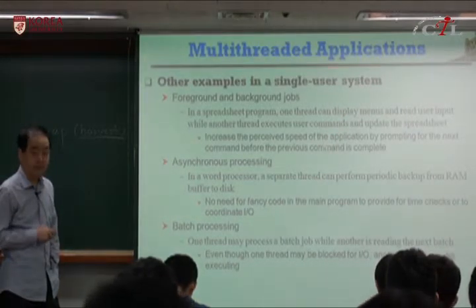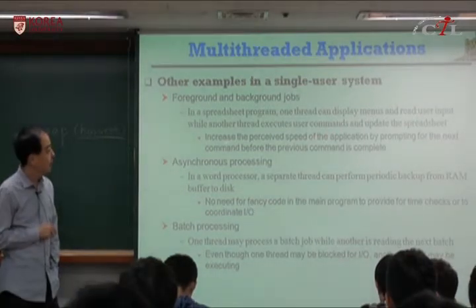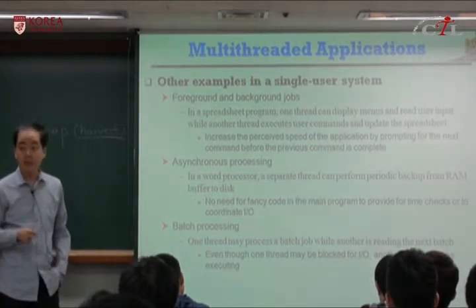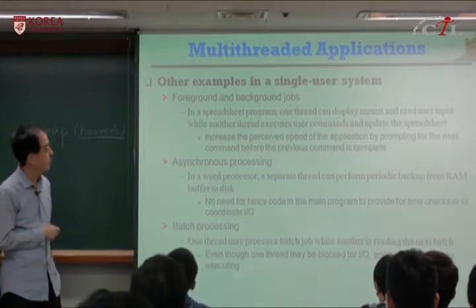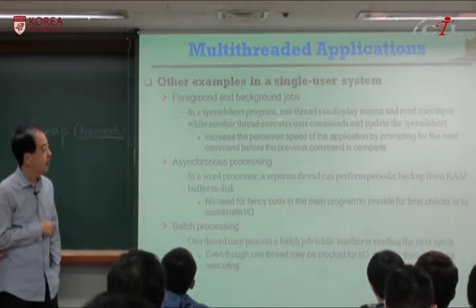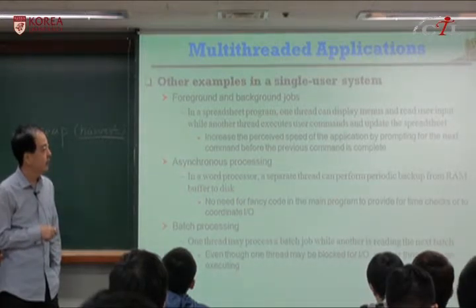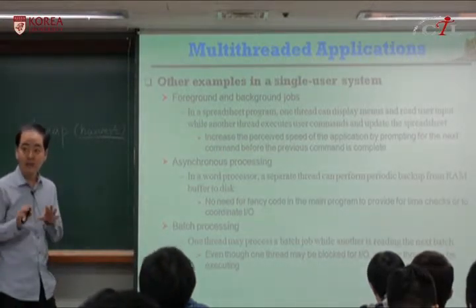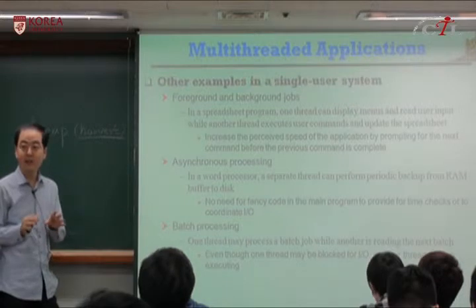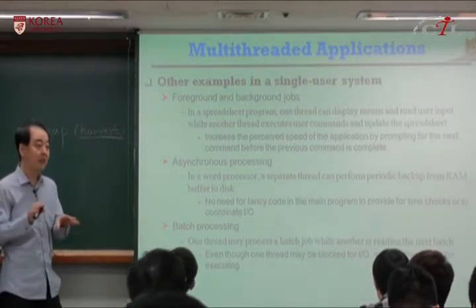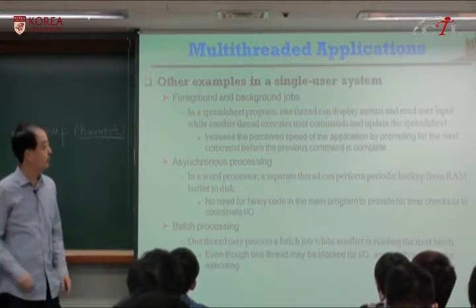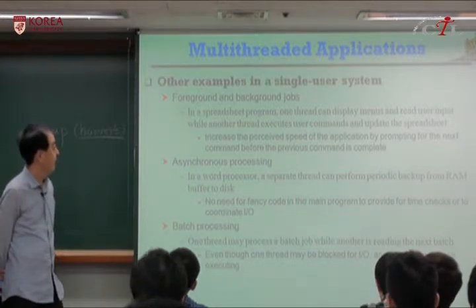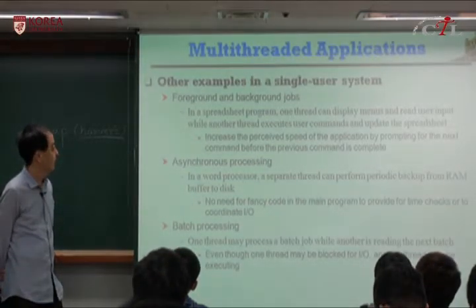Even if you use a single processor or single user system, you can increase perceived speed of the application because before the previous command is complete, they are doing the processing of this execution. The other thread is displaying menu and reading user input and sending prompt message for the next command. So user can type in the next command. So user response time will be faster. Okay, because these are interlinked and CPU is so fast, and we don't have to wait for the previous command to complete. So we can improve the speed by writing multi-threaded applications.